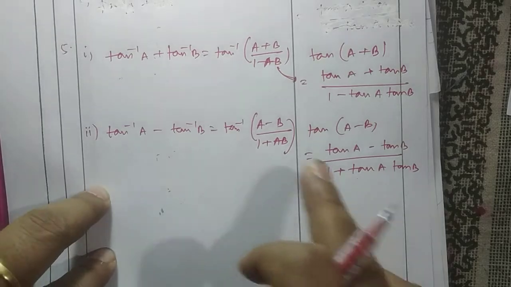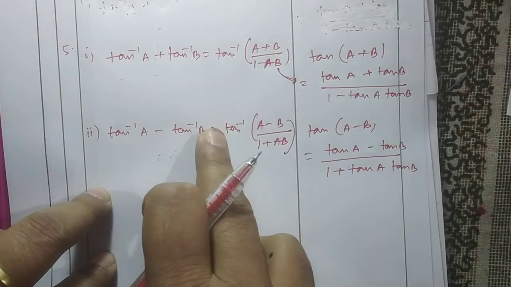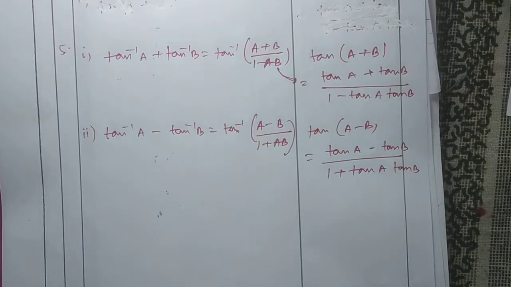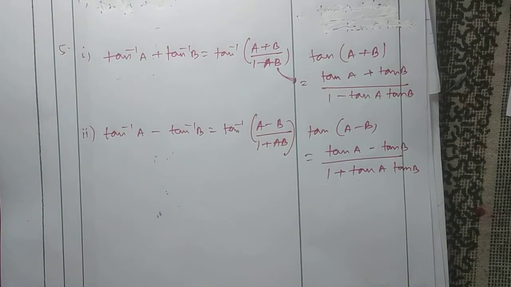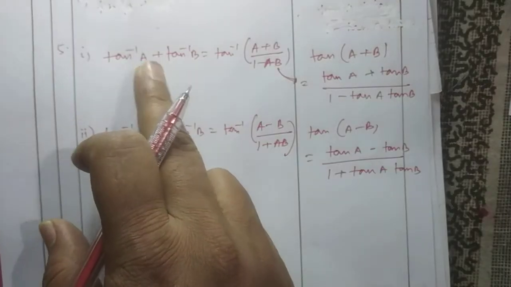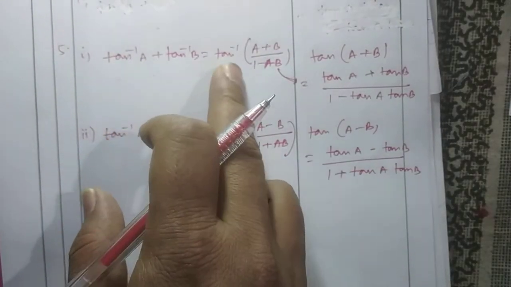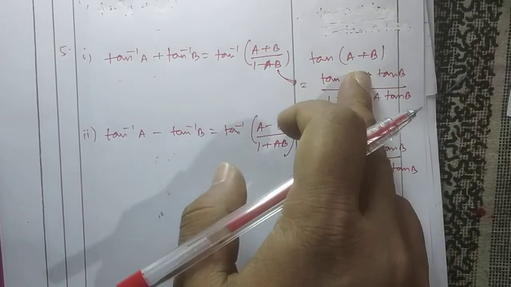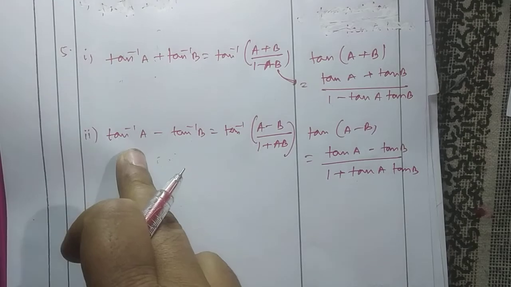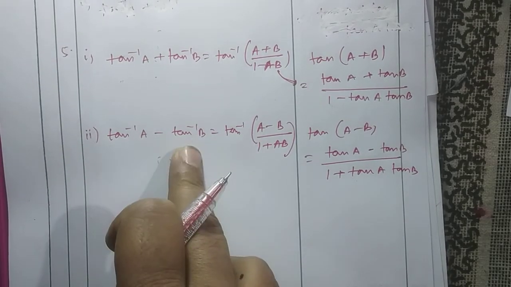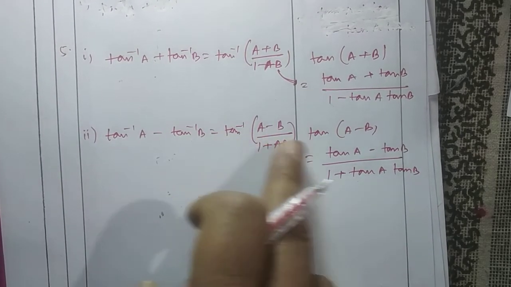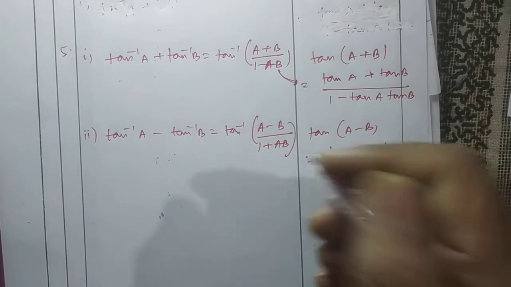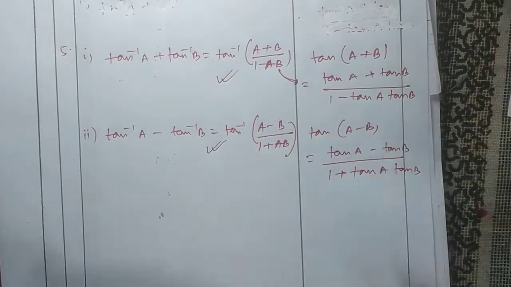So if you want, you can remember this formula from here also. In this way, here we shall have two formulae in terms of tan inverse. The first one is that tan inverse A plus tan inverse B will be equal to tan inverse (A plus B) by (1 minus AB). And similarly, the formula of tan inverse A minus tan inverse B will be tan inverse (A minus B) by (1 plus AB). So ultimately you have to remember these two formulae here.